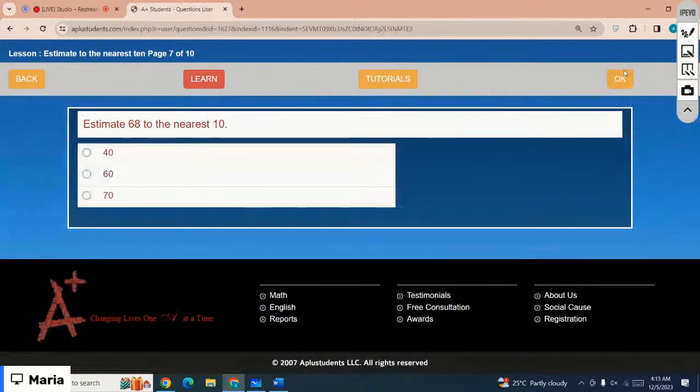Estimate 68 to the nearest 10. Which is the correct option? 68 is rounded to which 10? 40, 60, or 70? Yes, the correct option is 70. Very good.